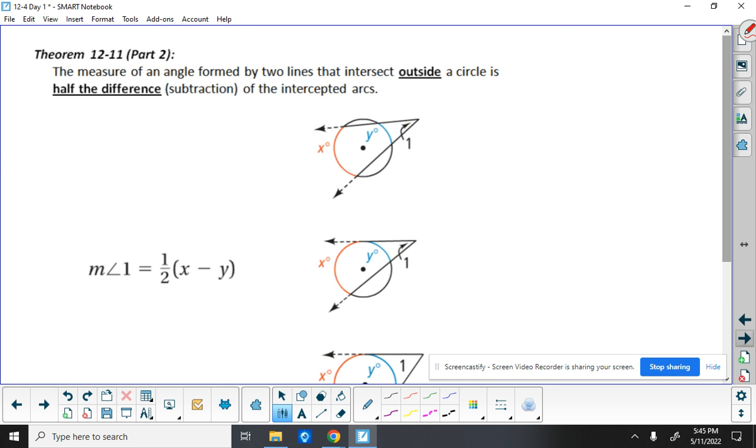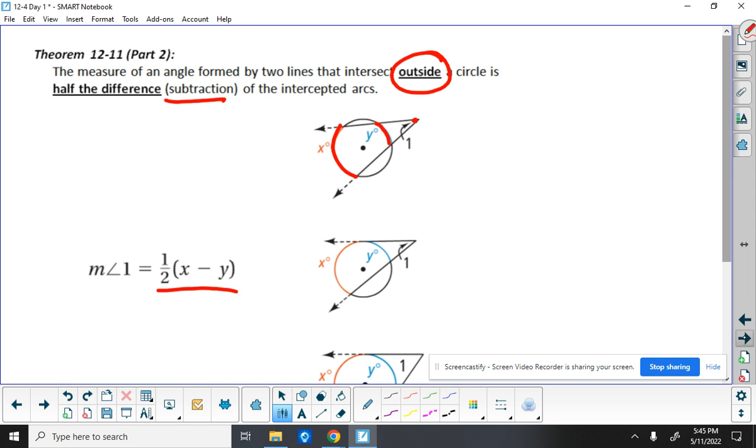The measure of an angle formed by two lines that intersect outside of a circle. So the intersection is out here. It's not inside the circle. It's half the difference, in this case subtraction, of the two intercepted arcs. So instead of adding these two arcs, we're going to subtract them, the small one from the bigger one. Take half of that, and it gives us the measure of the angle out here at that vertex.